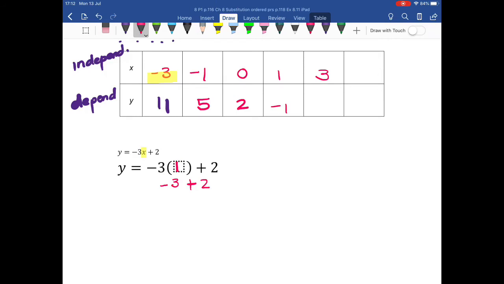This time, x has a value of 3. So all I do is put a 3 in there, and I say a negative times a positive is negative. 3 times 3 is 9.